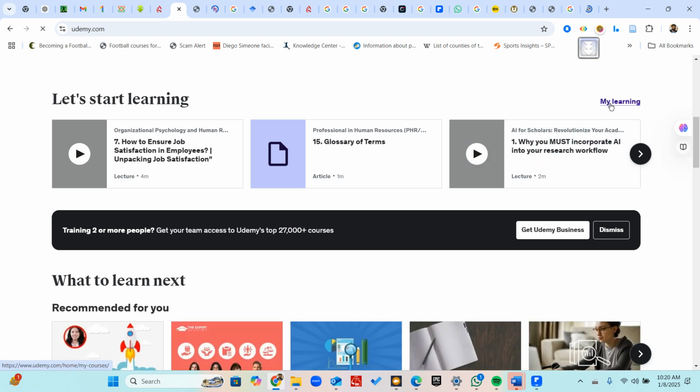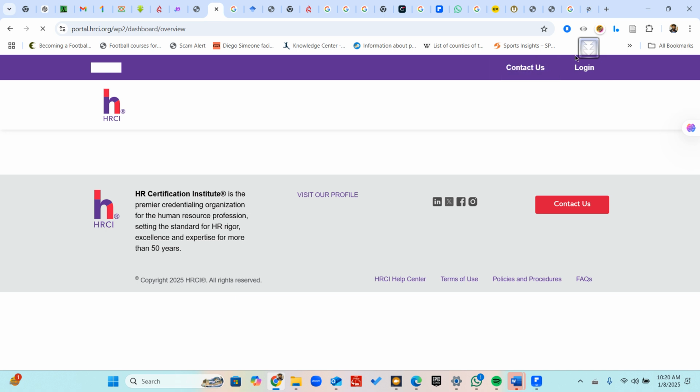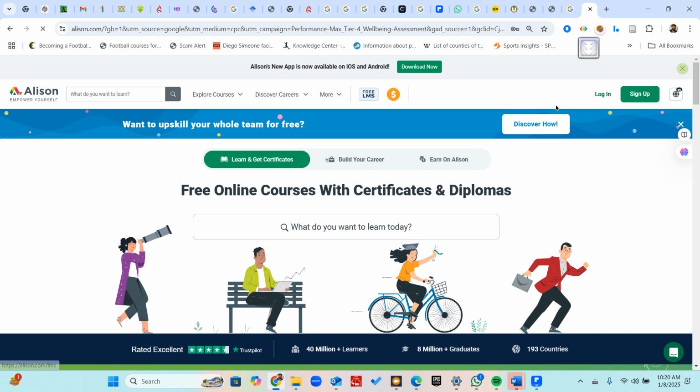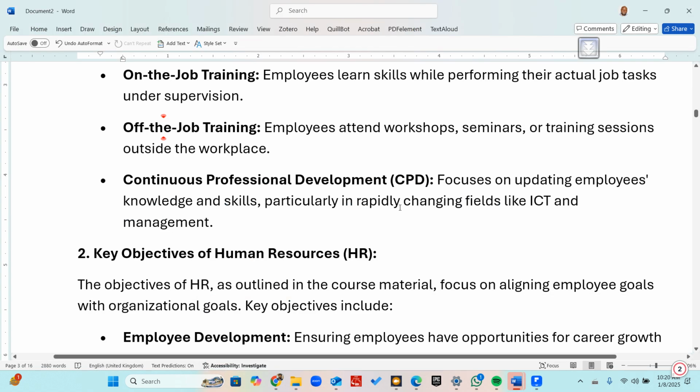Each course you take accumulates points, and those points are used for continuous professional development. Same thing, Alison. When you get these certifications, they help you accumulate points. So those are examples of sites for CPD, continuous professional development.